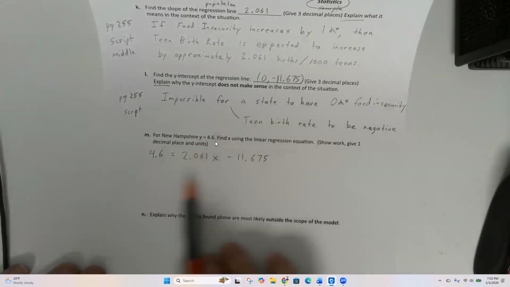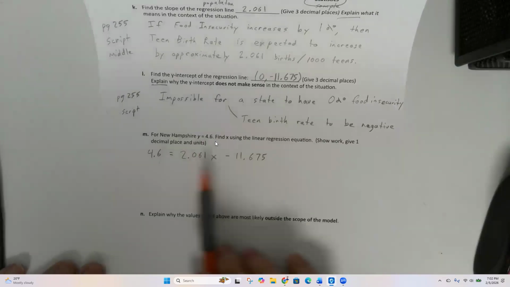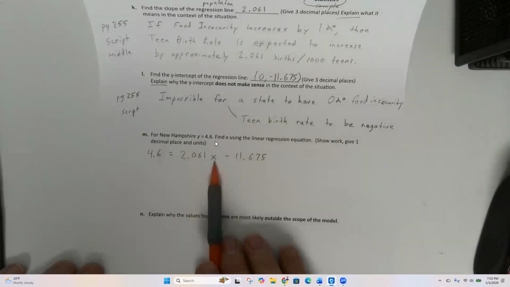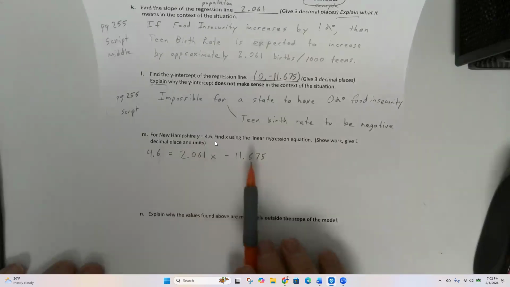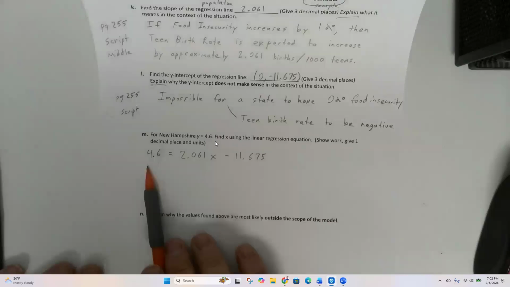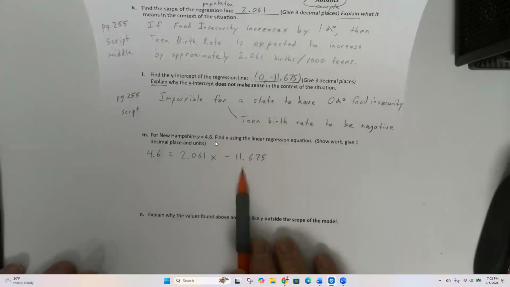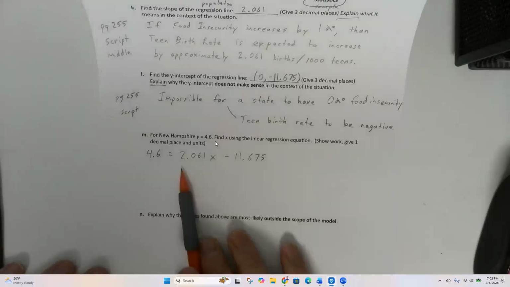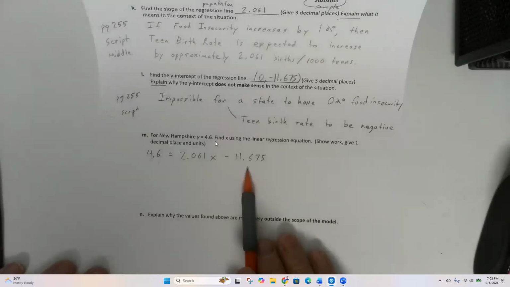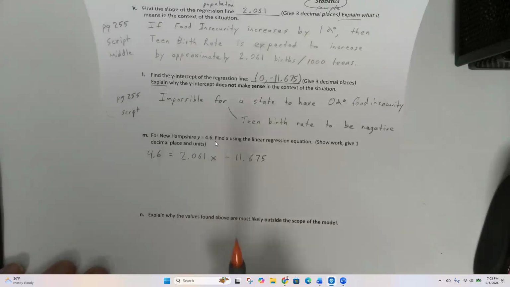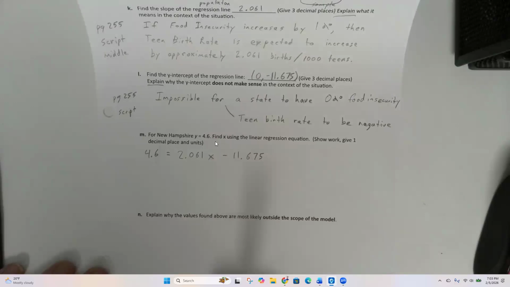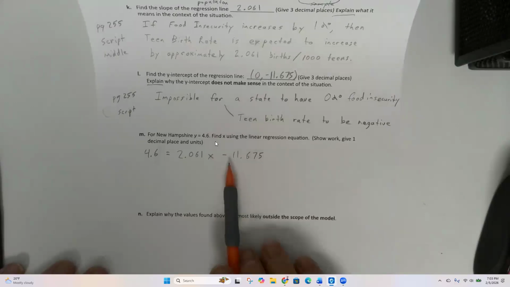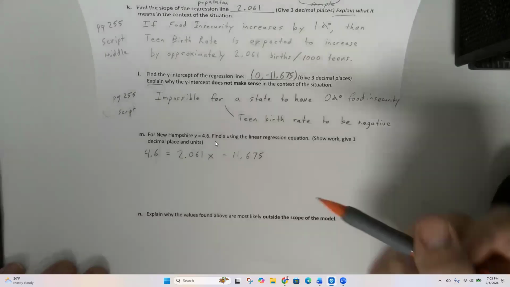Okay, so we need to do some algebra. I have the x here, and I have the 2.06, and I have the 11.67. I need to move both of those over to the other side. So which one do I move first? What do I need to do first to solve for x? Yeah, I need to get rid of this negative 11 first.